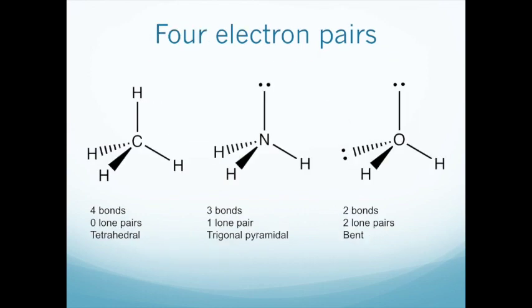Now, if you have 4 electron pairs consisting of 4 bonds and 0 lone pairs, the molecule will be tetrahedral. If you have 3 bonds and 1 lone pair, that's something called trigonal pyramidal. So it still forms the tetrahedral on the bottom, but then the 4th point of the tetrahedron is occupied by a lone pair. And then if you have 2 bonds and 2 lone pairs, then that is a bent structure.